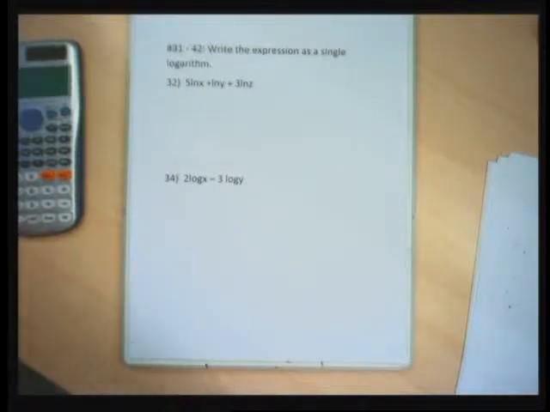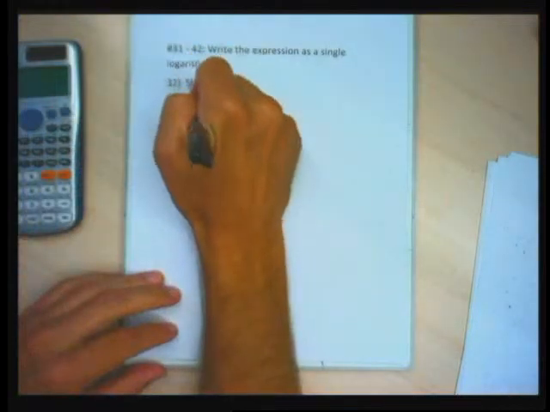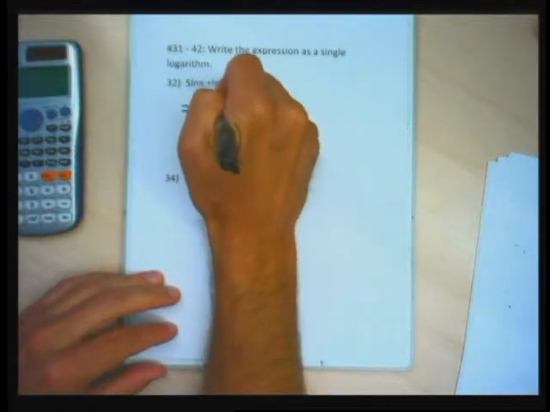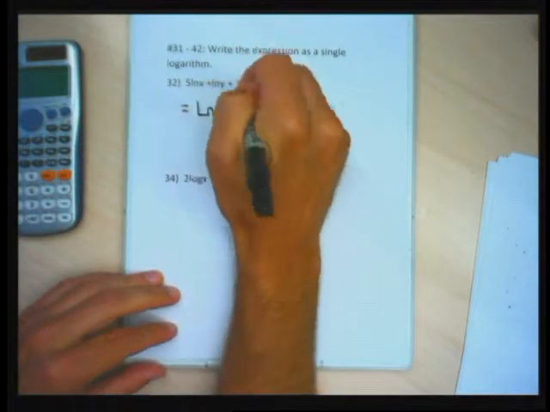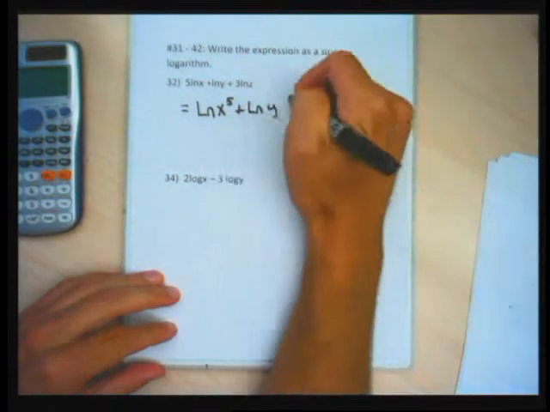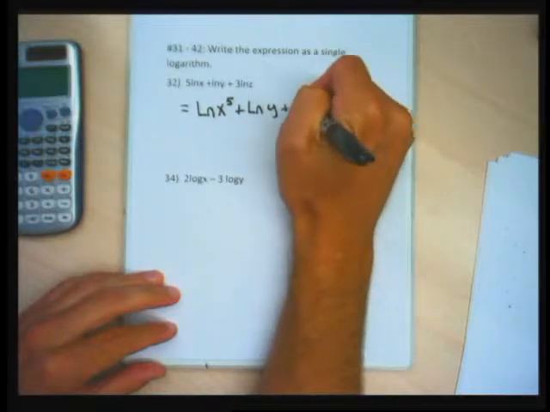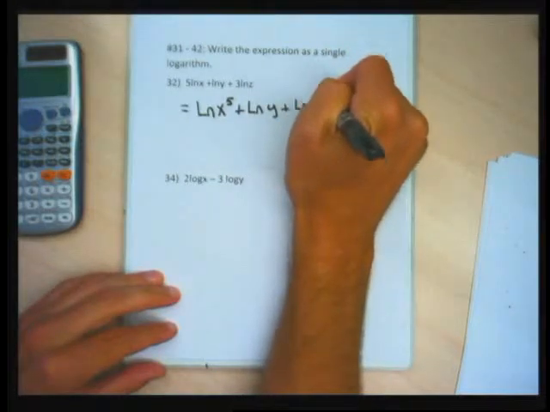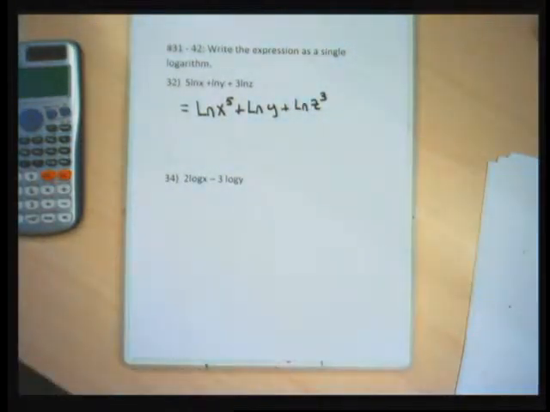So for 32, I need to make this the natural log, which is the log base e of x to the 5th, plus the natural log of y. Notice I don't have the parentheses here because a lot of times when a logarithm just has a single letter, I don't use the parentheses. It's probably better too, but it's understood. The parentheses aren't so necessary when it's just a single x, single y, or single z. So I use the rule that allows me to make coefficients into exponents.